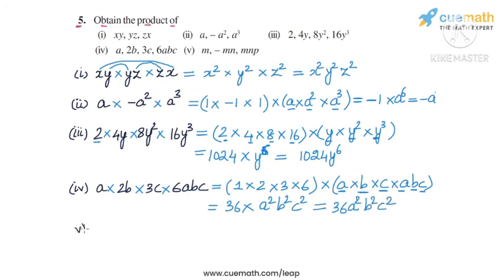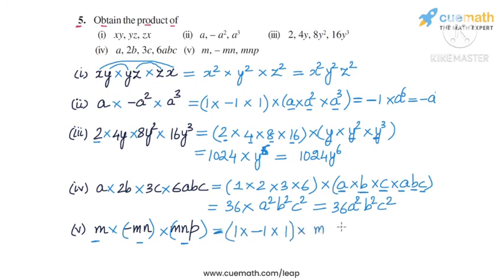Finally, we come to part 5, in which we have to multiply m, minus mn and mnp. So these are the 3 terms that we have to multiply. Now the coefficients are 1, minus 1 and 1. So let's calculate their product separately. 1 into minus 1 into 1. And the variable parts are m, mn and mnp. So these 3 are the variable parts which we will multiply separately.